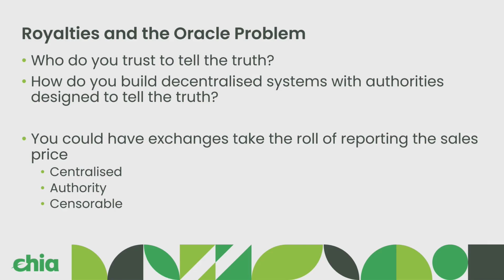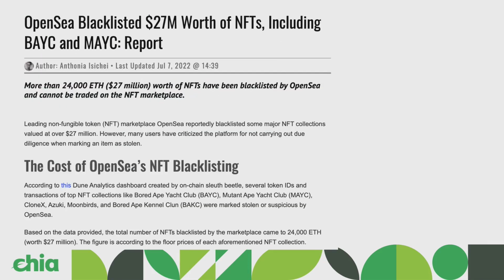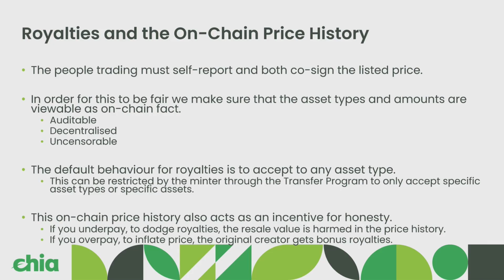With royalty sales, though, that's kind of a big one. Other blockchains tend to use exchanges to take the role of reporting the price of a sale. But this means that they end up as centralized authorities and might end up censoring you. If you think that's fear-mongering, it's literally not. This is an article about blacklisted NFTs, aka censored NFTs. So that's not very ownable, right?